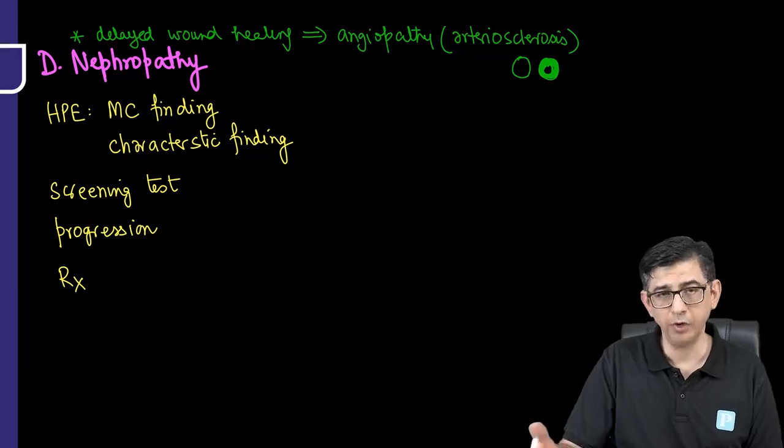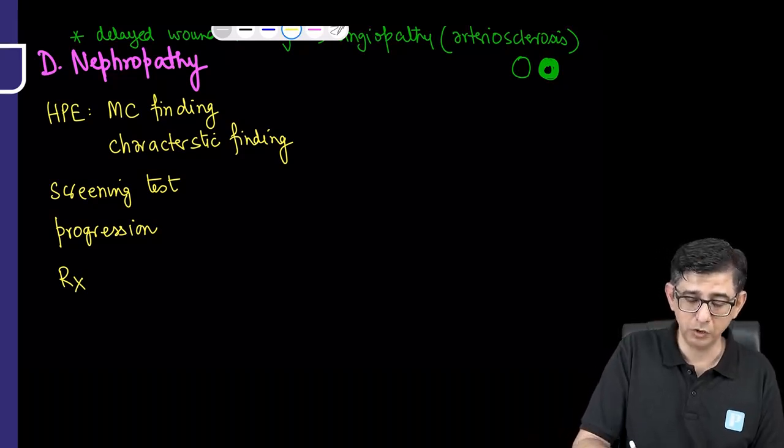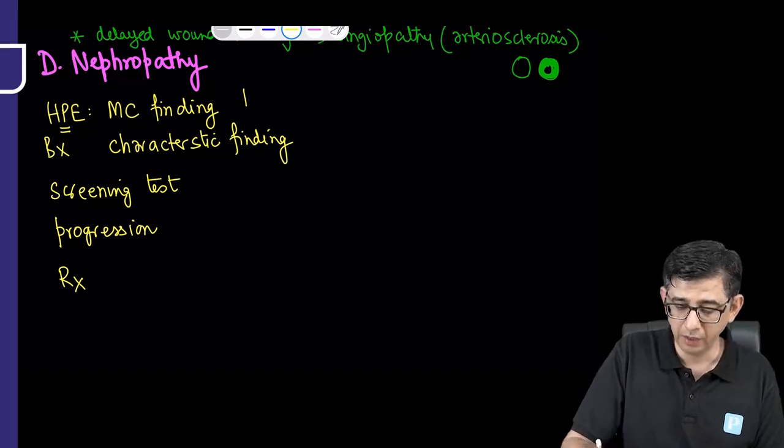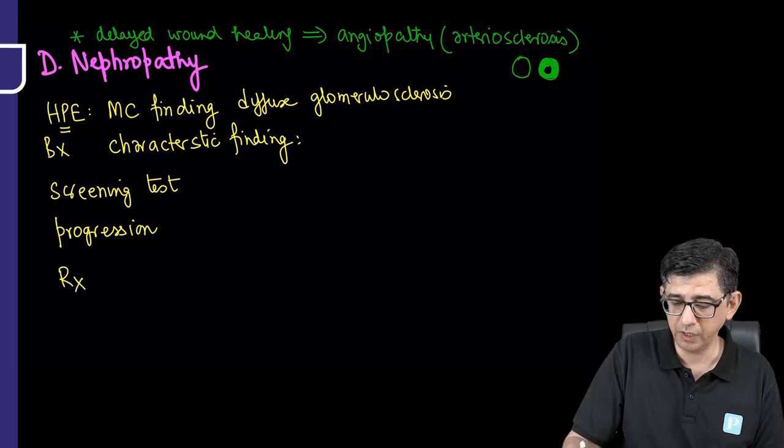Then comes the issue of diabetic nephropathy, which has been dealt with in the kidney section as well, but we'll focus on some core MCQs. Say, from a histopathology perspective on a kidney biopsy, what will be the most common histopathological finding? The commonest histopathological finding in diabetic nephropathy is presence of diffuse glomerulosclerosis. But if they ask what is the characteristic finding, then your answer would be Kimmelstiel-Wilson change.